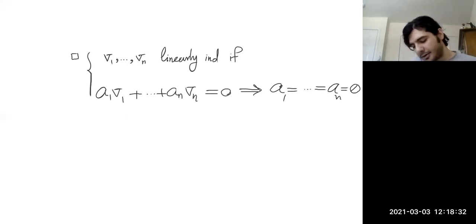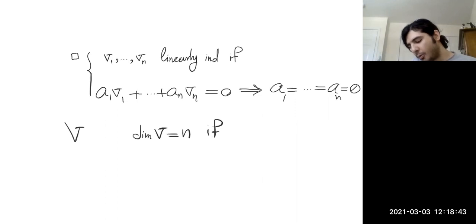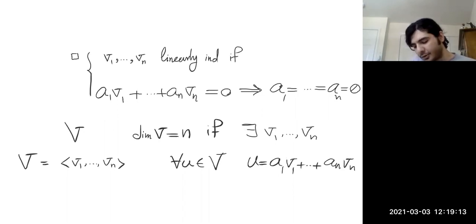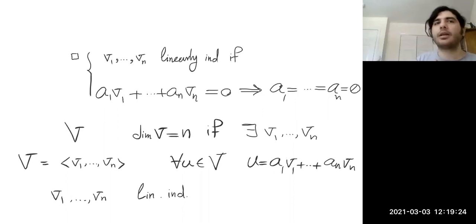Now, a vector space V is called an n-dimensional vector space, or we say the dimension of this vector space is n, if one can find a basis for V. That is, there are vectors v1 up to vn which form a basis for V. That means for any vector u inside V, u can be written as a linear combination of these vectors v1 to vn. And the second property is that v1 to vn are linearly independent. Then we say the space is n-dimensional.